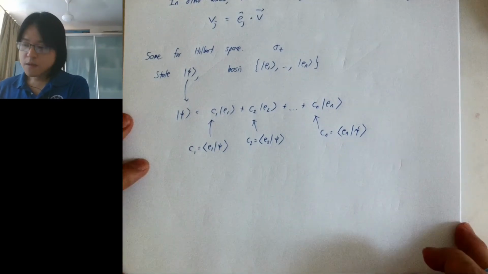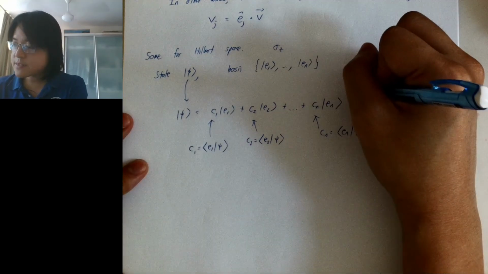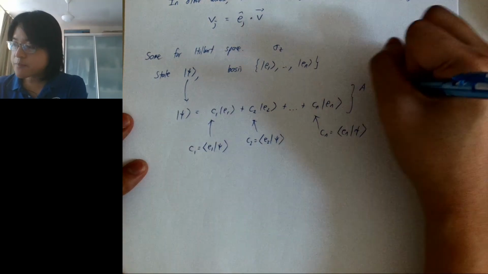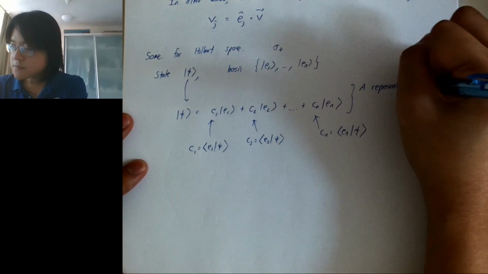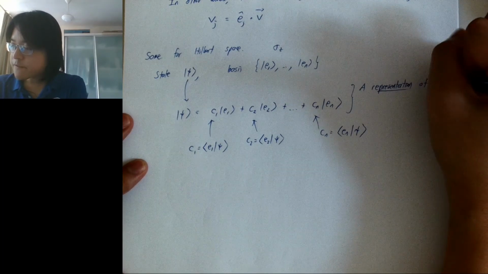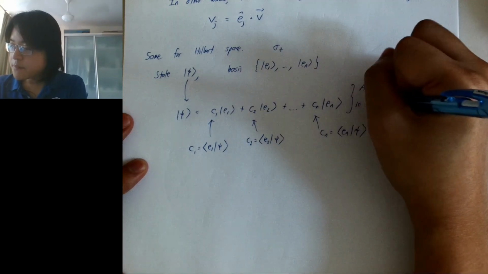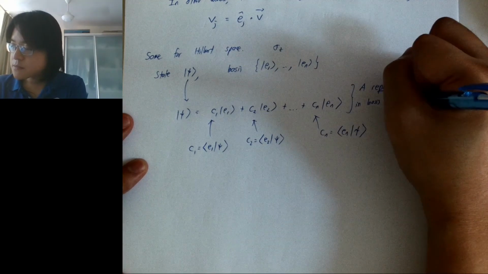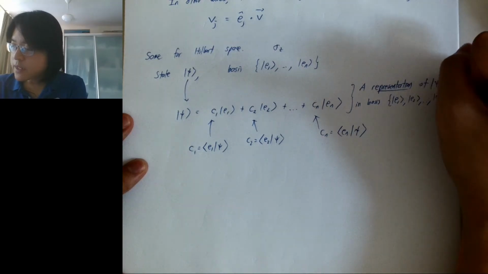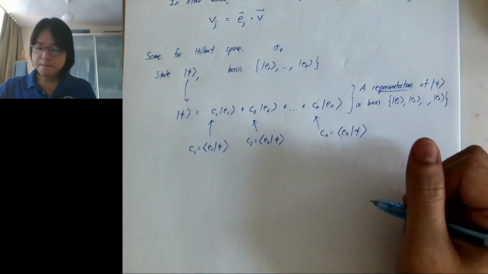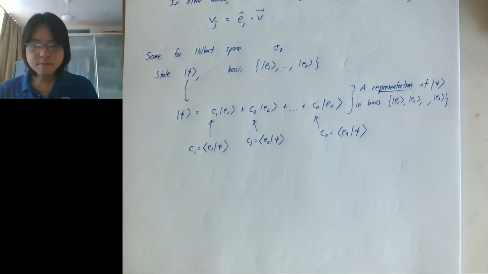So in this sense, we call this representation of the state in basis E1, E2, En.